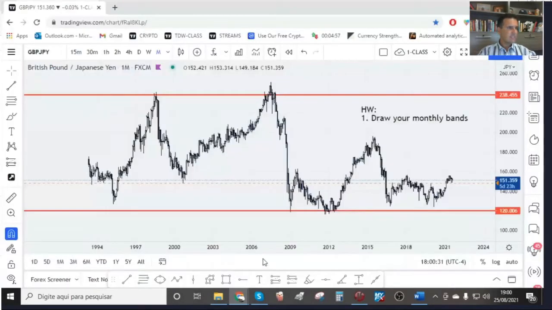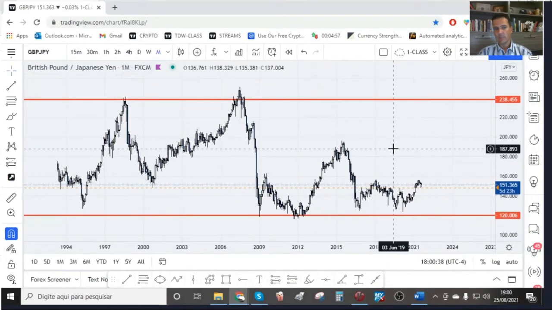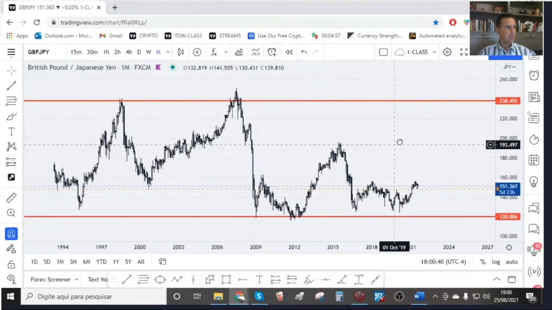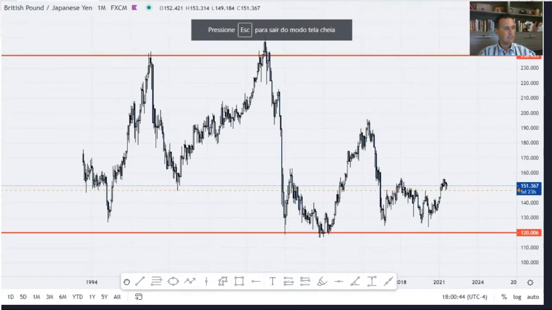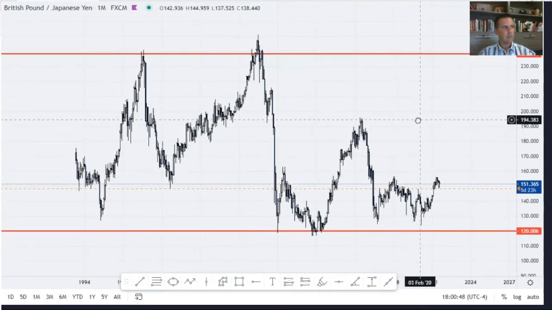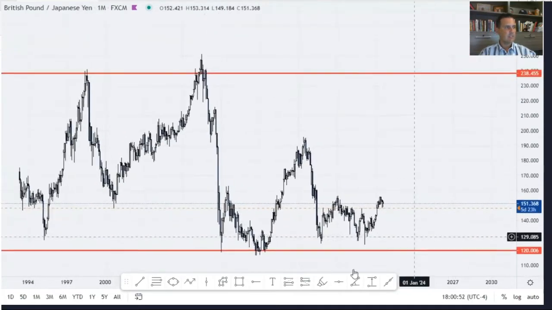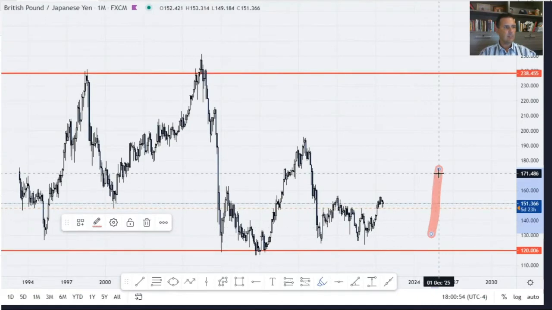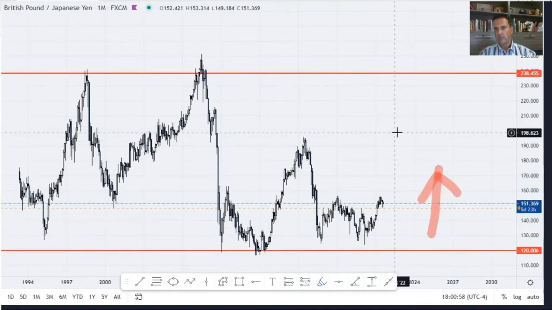That being said, let's dive into the chart. So today is lesson number 2 about highs and lows. Remember, every lesson we are trying to upgrade your knowledge. So yesterday, lesson number 1, we were talking about the monthly bands, and we were talking about the long-term bias, also called long-term direction.